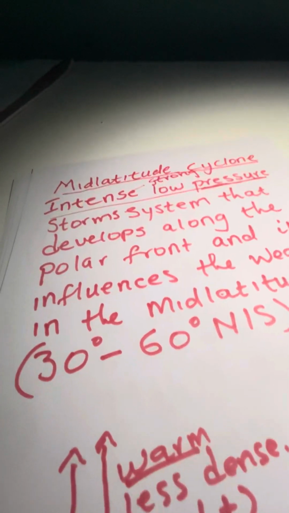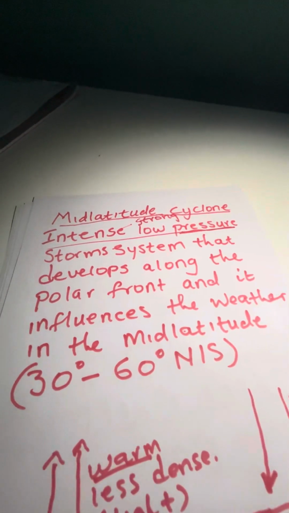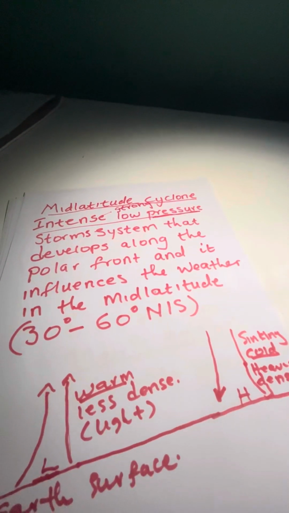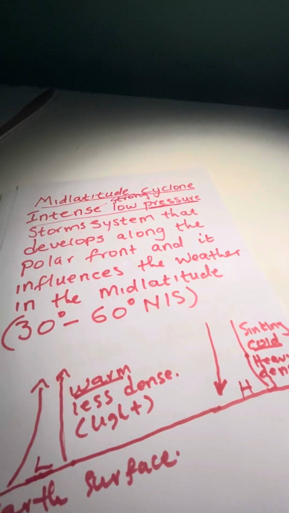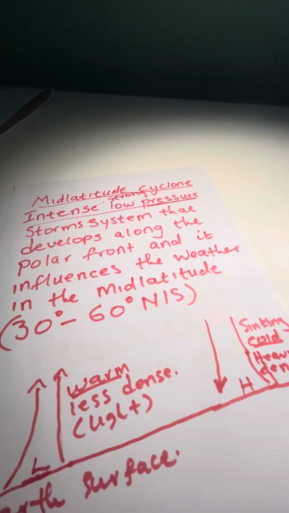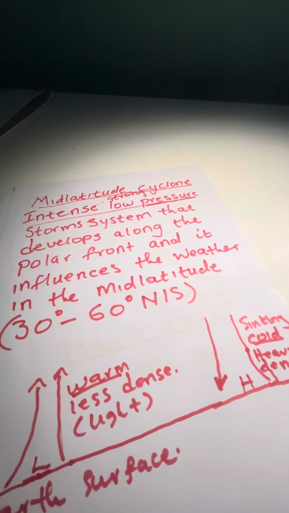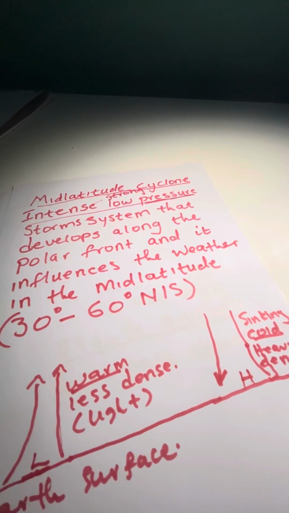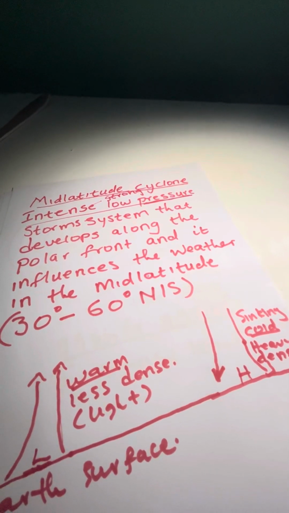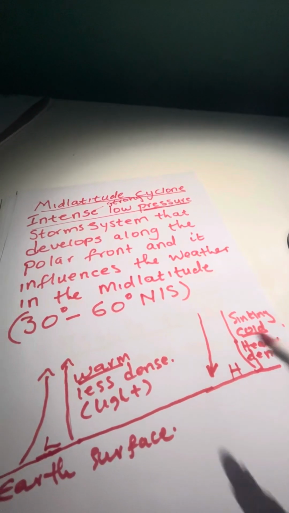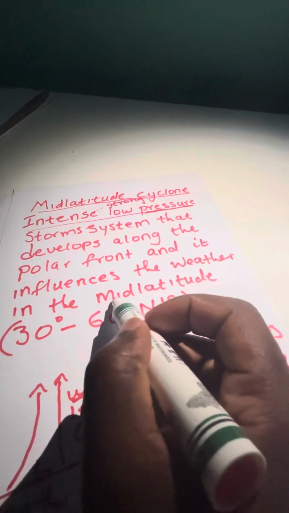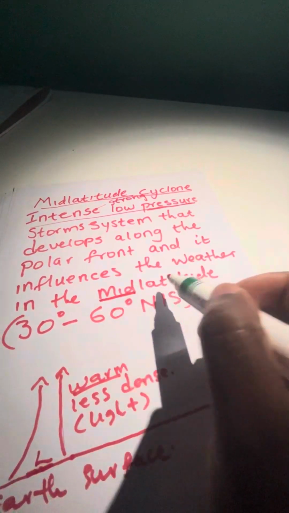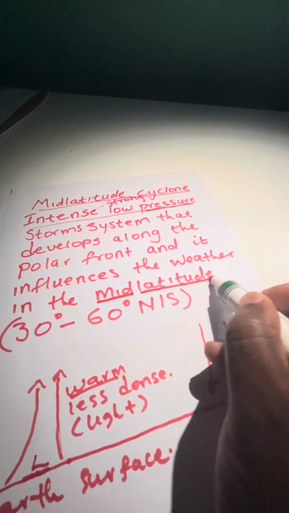So let's go back to our definition, because all this attempt is for understanding what a mid-latitude cyclone is. We said before, it's a strong low pressure storm system that develops along the polar front, and it influences the weather in the mid latitude. Mid latitude just refers to the middle of the lines of latitude.